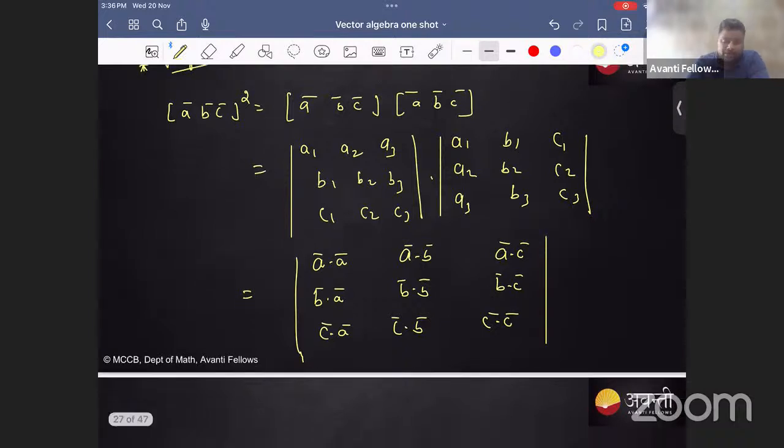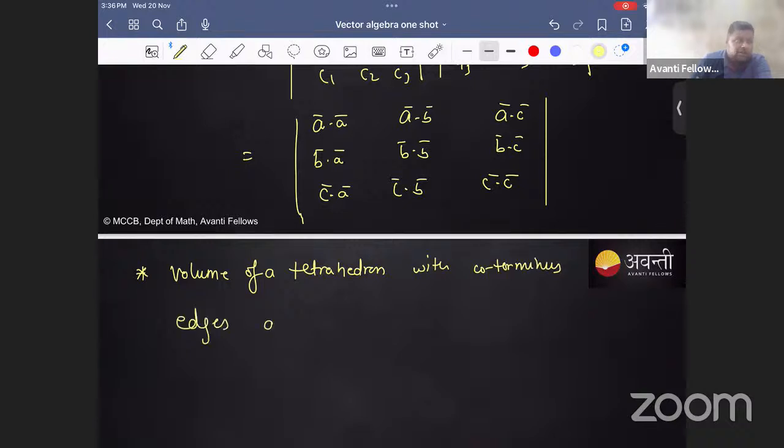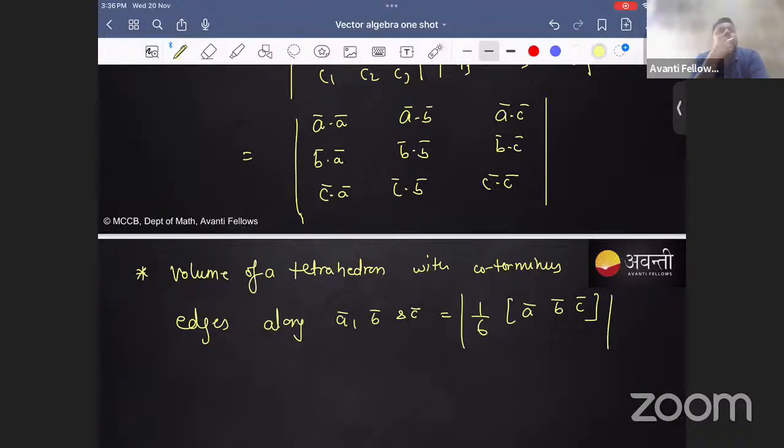Am I clear? Now, volume of tetrahedron with coterminous edges along A, B, and C is 1/6 of box A, B, C. Got it?